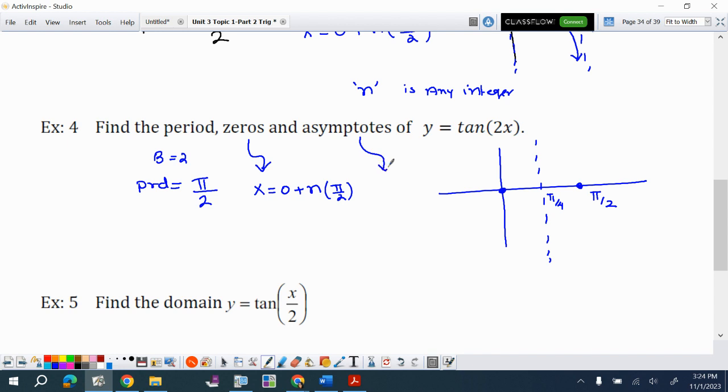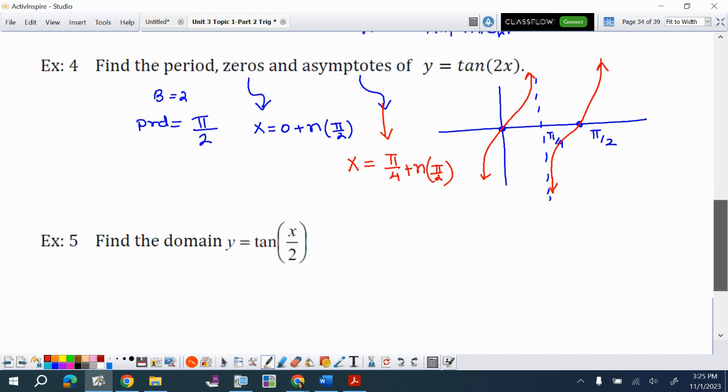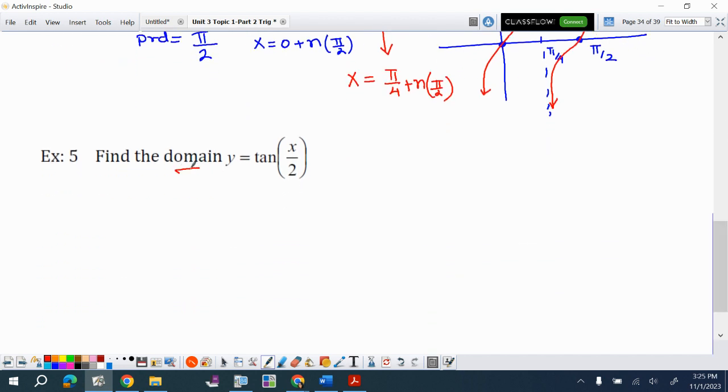Where is the asymptote? It is halfway through. So the vertical asymptote is always x equal to half the period, which is pi over 4, plus it repeats at every period, which is n pi over 2. And the tangent graph is always increasing unless we have a reflection over the x-axis. So this is the asymptote for tangent of 2x. Very similar graphs. We have so many practice problems. Find the domain.